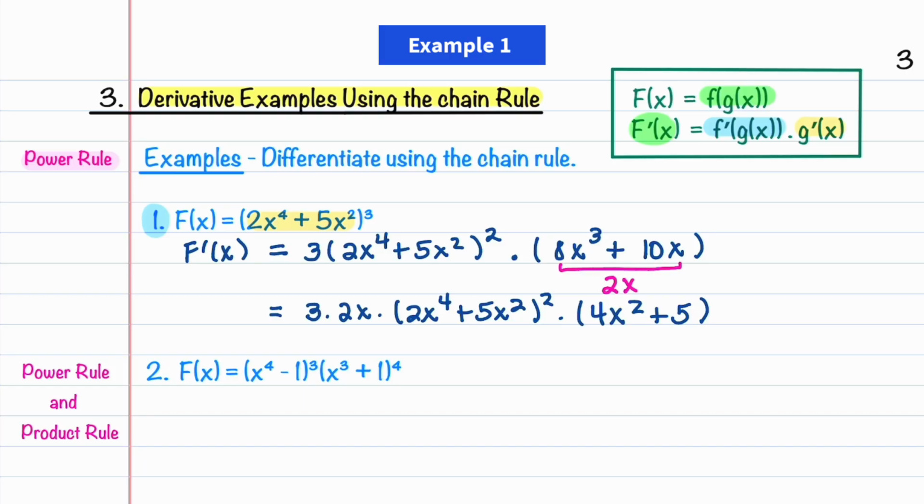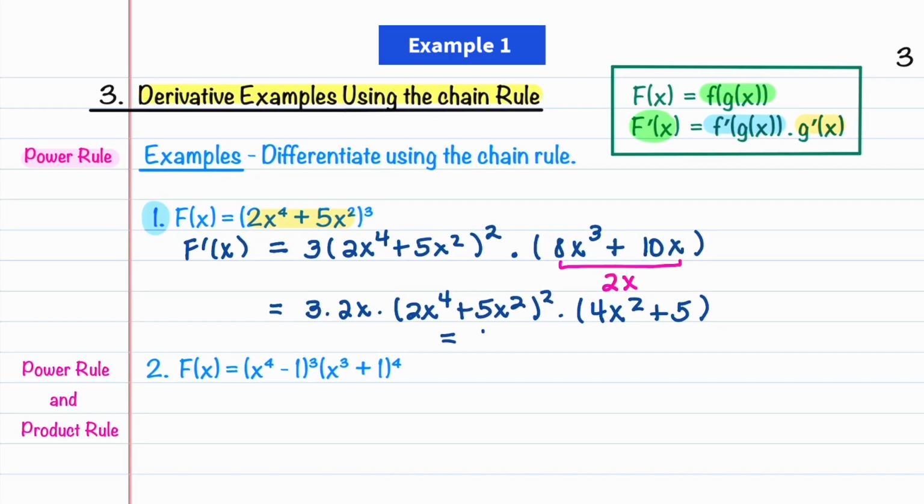When you're taking a derivative using the chain rule, it's customary when you write your final answer to write your answer with the constant first, and then smaller powers of x, and then bigger powers. So we are going to rewrite our answer as 6x times (4x squared plus 5). We're putting that one first because it's raised to the first power, and then we're going to put down (2x to the 4th plus 5x squared) quantity squared. And then that's our final answer.